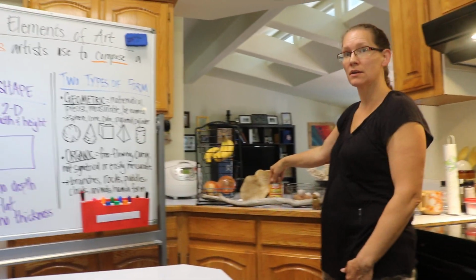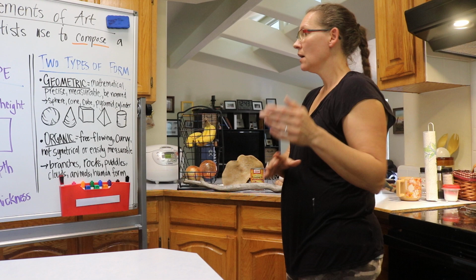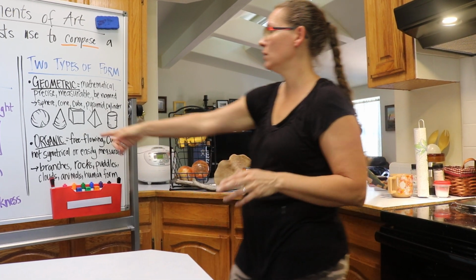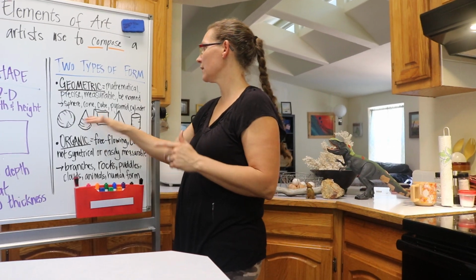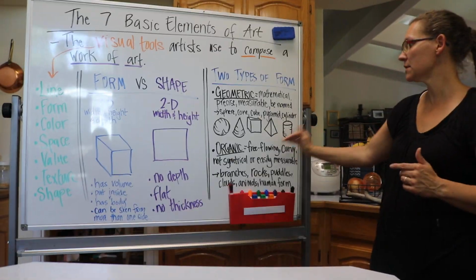A cylinder, a pyramid, like the pyramids, and a cone. Okay, those are different examples of a geometric form that can be measured and named.